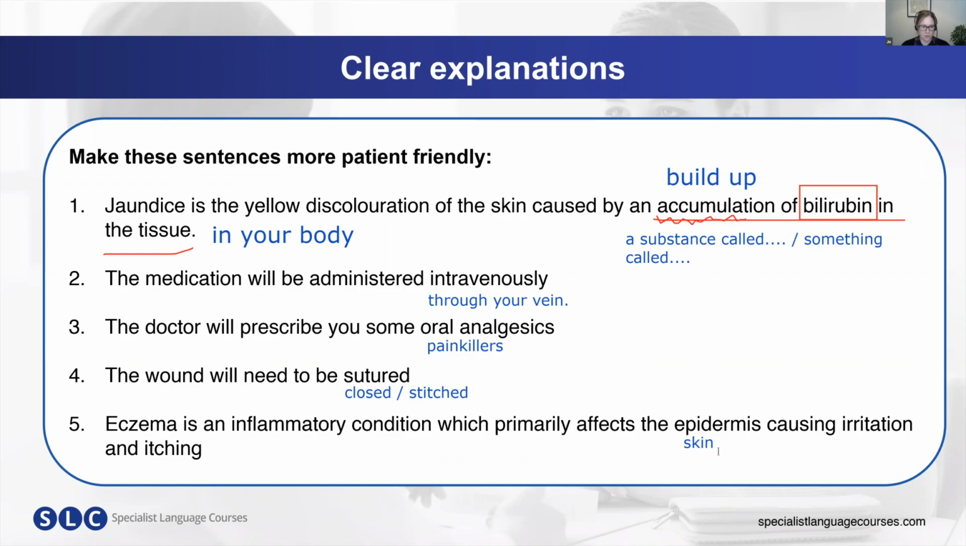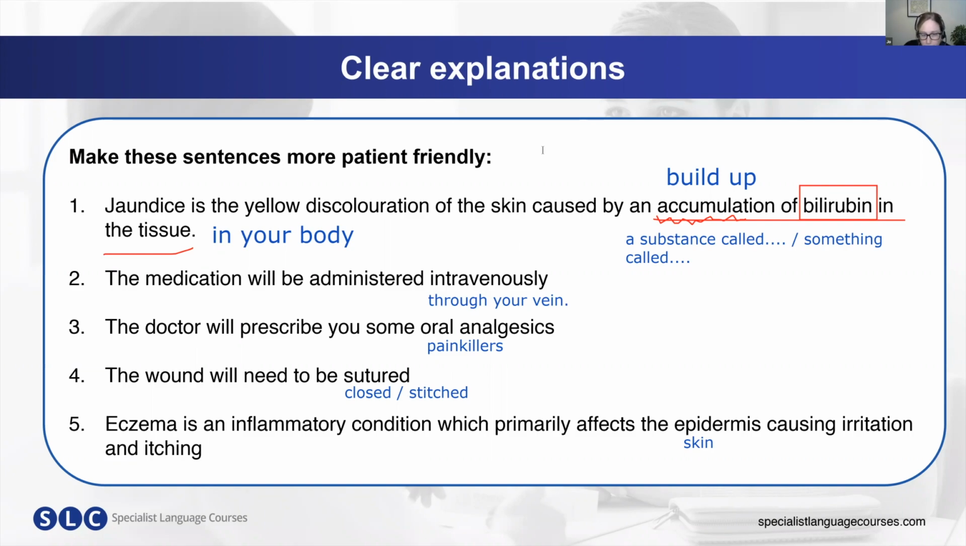The epidermis is the top layer, right? So you could just say skin. I think that's clear enough. Inflammatory condition, it's okay. I think they would understand inflammatory. Or you could just say something like eczema is an inflammation of the skin. Yes, that's right. Shorter. That's okay, great. So it's important to build up your bank of phrases to be able to do this and explain it in a way that the patient understands.